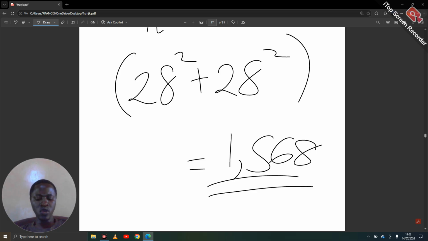Remember, no units. Suppose the sum of k and t was a centimeter, then our answer here could have been 1568 square centimeters. Or suppose k and t was 56 units, then our answer could have been 1568 square units. Or suppose the question wanted us to get the minimum value of the area of k squared and t squared, then our answer here could have been 1568 square centimeters.